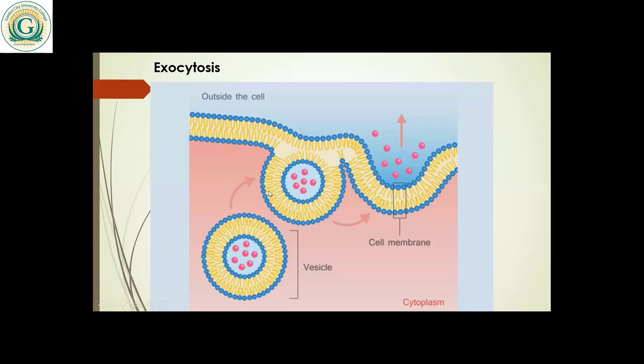So whenever you hear that something is transported in a vesicle, move straight to active transport, and then move straight to vesicular transport. If it's moving out, it's exocytosis. If it's coming in, it's endocytosis. I hope that is clear.